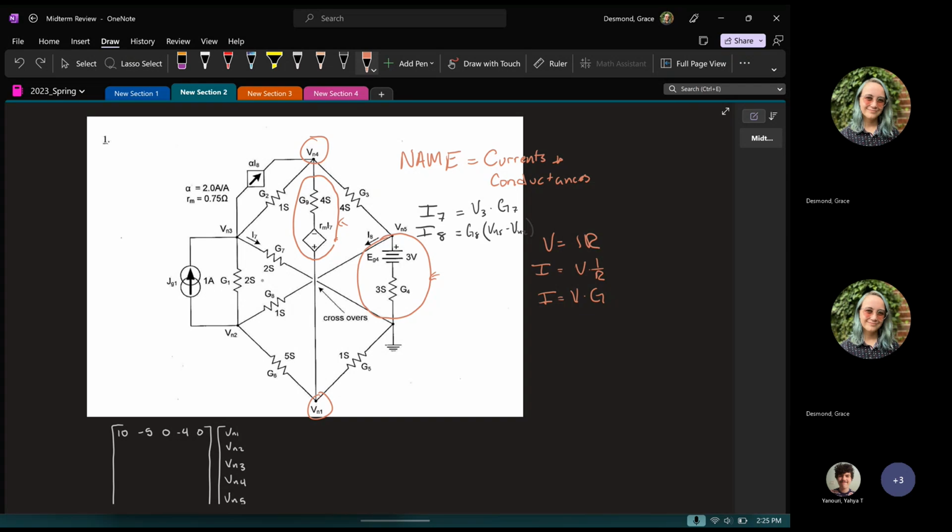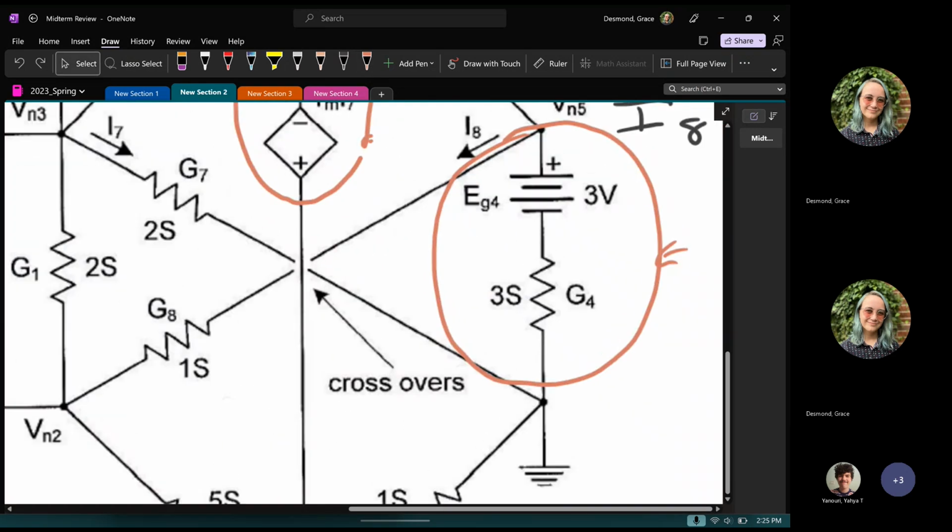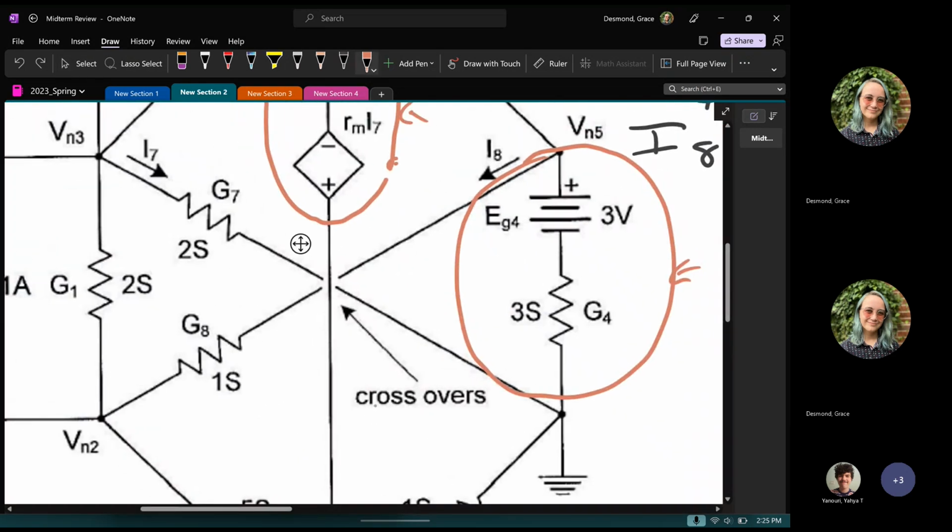VN1 to VN3. No, we're connected. No, because this is where he just says crossovers. It means that this is kind of like that. So he says crossovers, just so we know there's no node, right? It was touching, it's put you on there. There was a node that.